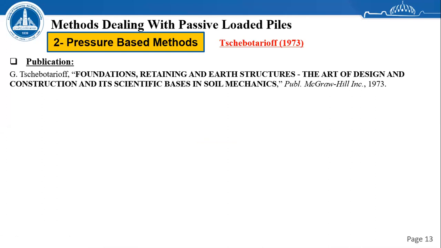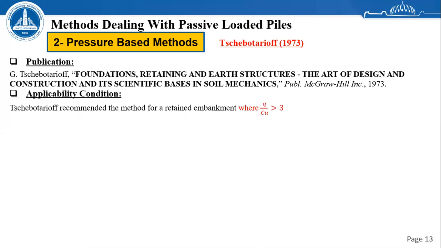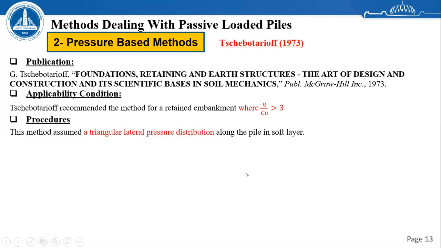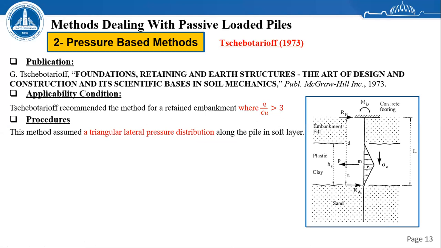Also, the pressure-based method proposed by Chepetryov in 1973, he recommended that this method could be used when the ratio between the embankment stress and the undrained shear strength of the soft layer is higher than 3. In this method, he assumed a triangular lateral pressure distribution along the pile. The maximum value of the lateral pressure can be calculated using two approaches.